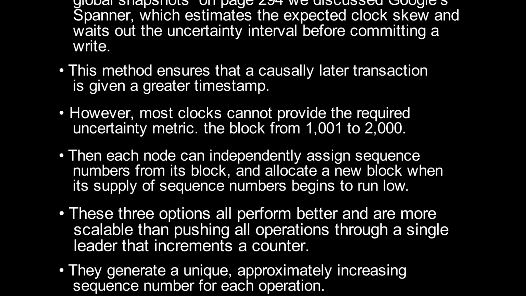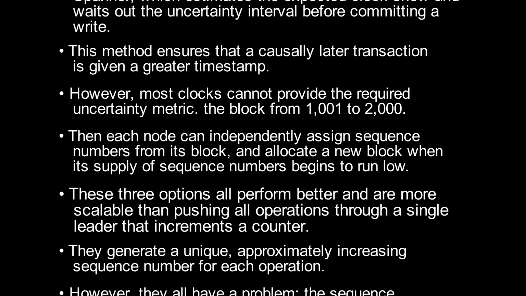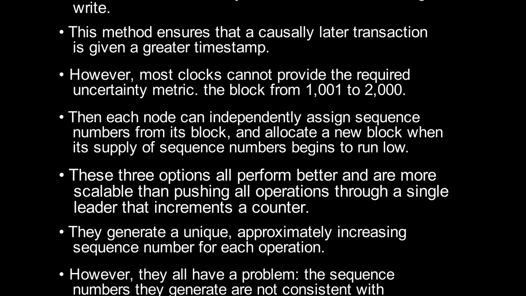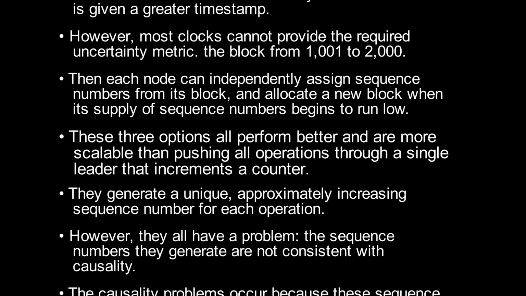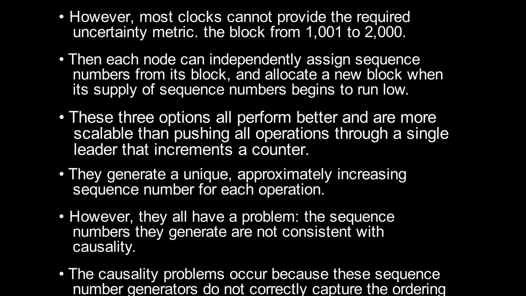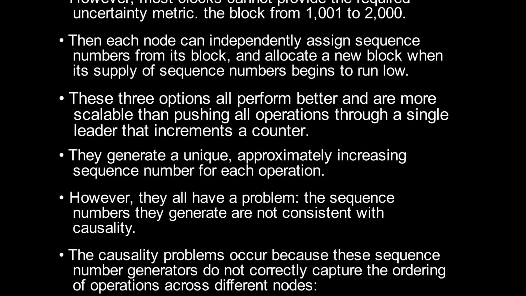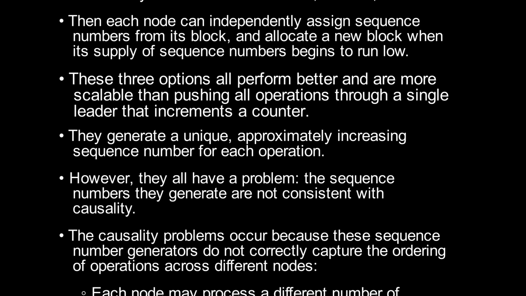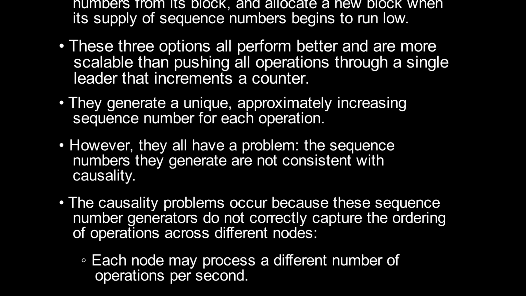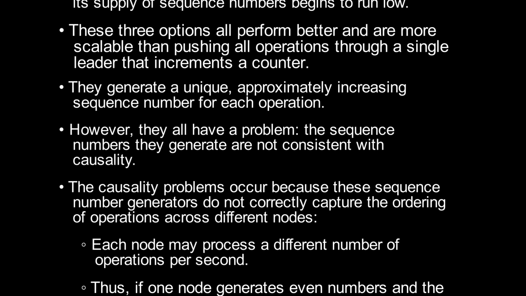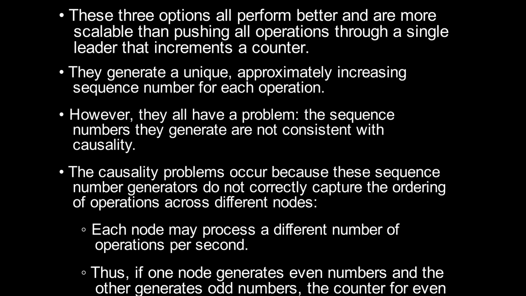These three options all perform better and are more scalable than pushing all operations through a single leader that increments a counter. They generate a unique, approximately increasing sequence number for each operation. However, they all have a problem. The sequence numbers they generate are not consistent with causality. The causality problems occur because these sequence number generators do not correctly capture the ordering of operations across different nodes.